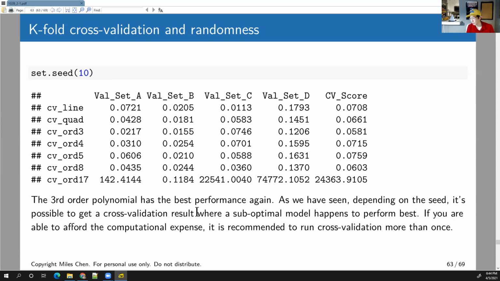If you have the computational power to spare like that, okay? But again, as far as cross-validation goes, this provides no insight as to why the cubic polynomial performs best. And what does it mean for there to be a cubic relationship between the year in which the Olympics were held and the winning race time?